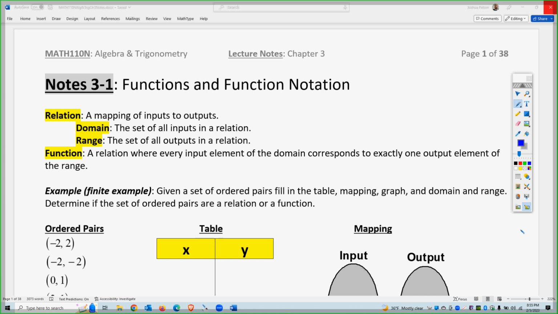So a relation is just a mapping of inputs and outputs. You put something in, you get something out. That's all a relation is. Some relations are functions, okay, but not all. But all functions are relations. So a function is if you put in an input and you get exactly one output.